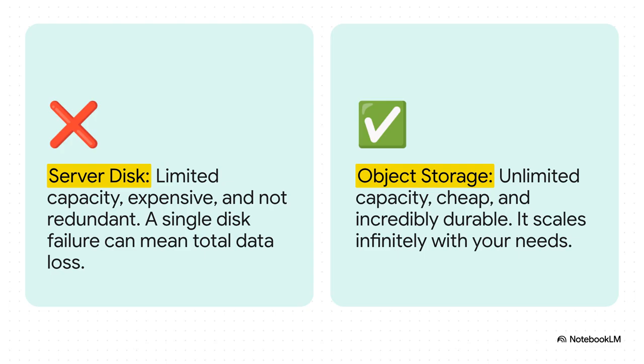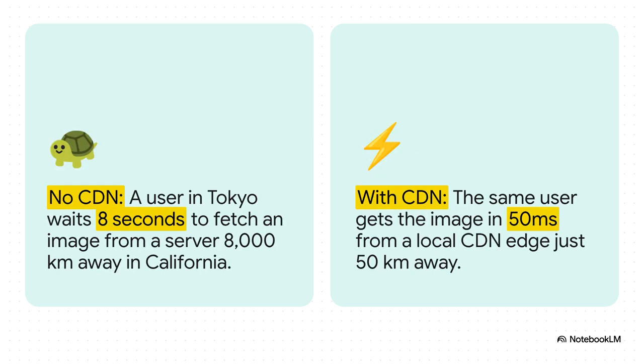So problem number 1 is all about where you're keeping your files. If you just dump them on your server's disk, you're going to run out of space, it gets expensive really fast, and if that disk ever fails, poof, your data could be gone for good. The fix is object storage, something like Amazon's S3, which gives you basically endless space, it's cheap, and it is incredibly durable.